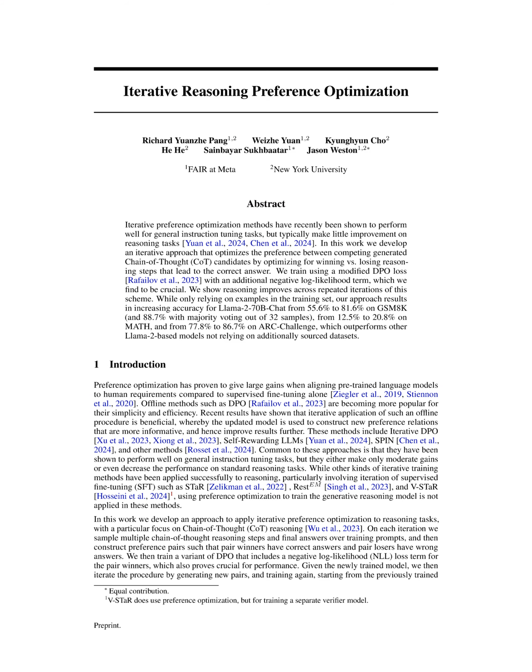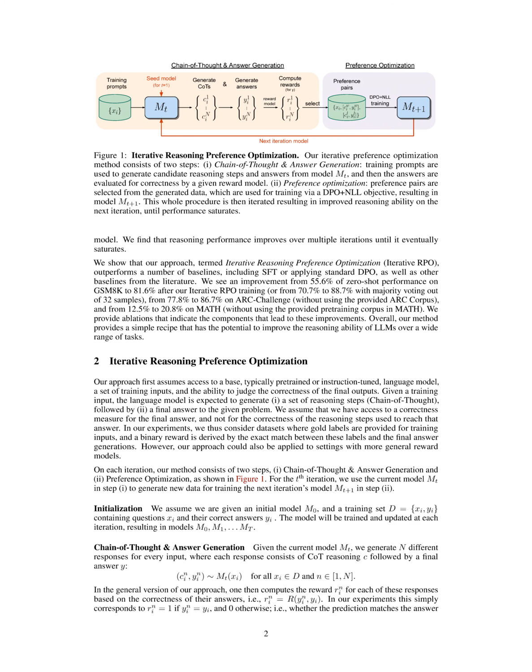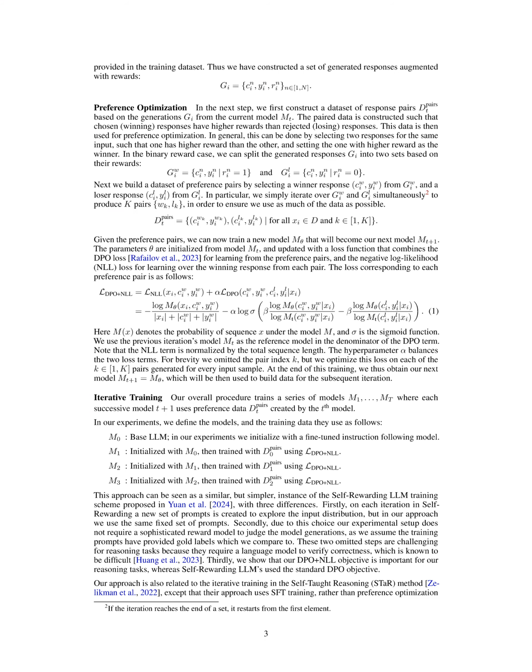In the chain of thought and answer generation step, the current model generates multiple responses for each input, consisting of COT reasoning steps followed by a final answer. The correctness of the final answer is compared to the gold labels provided in the training dataset to derive rewards. In the preference optimization step, a dataset of response pairs is constructed based on the generated responses, where winners, responses with higher rewards, are paired with losers, responses with lower rewards.